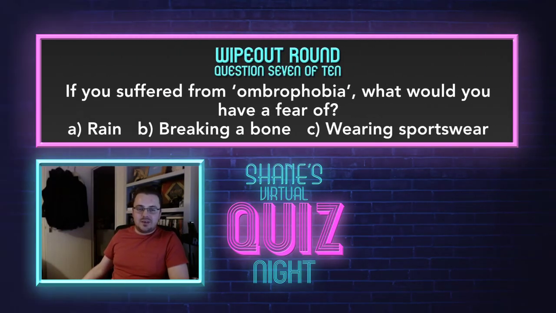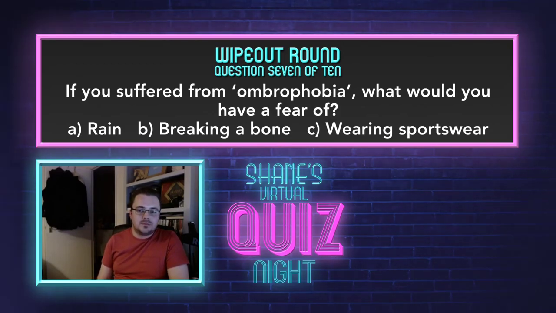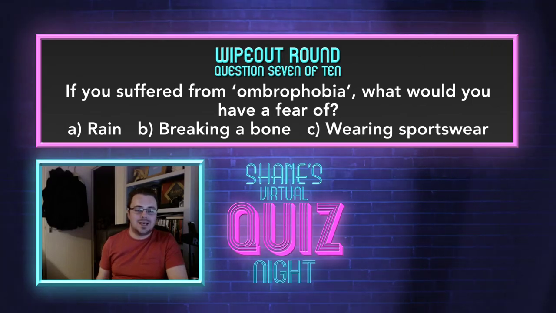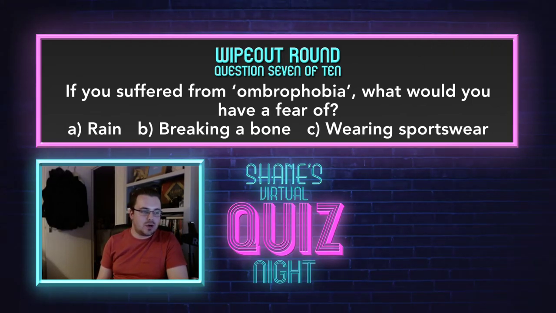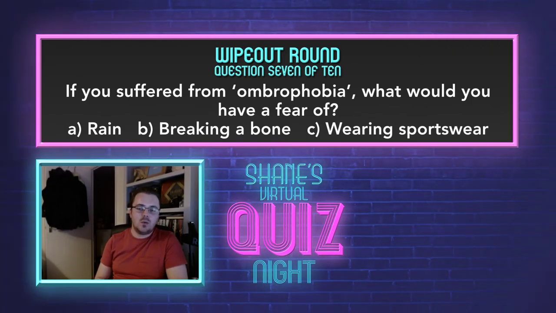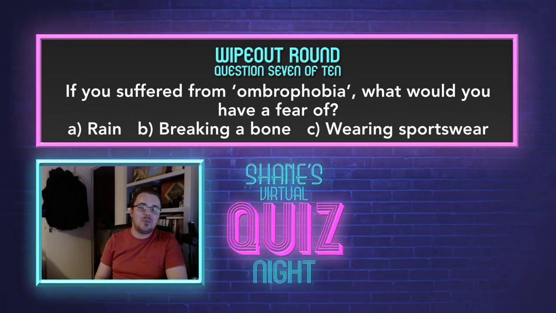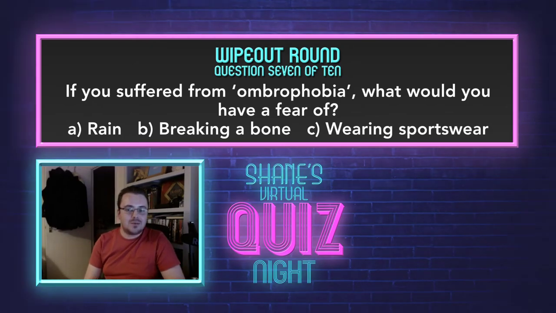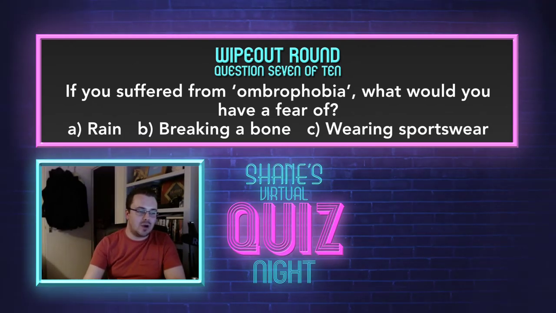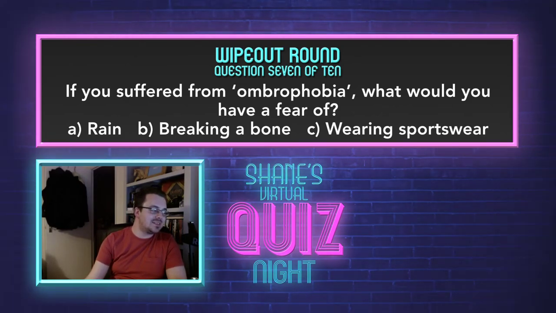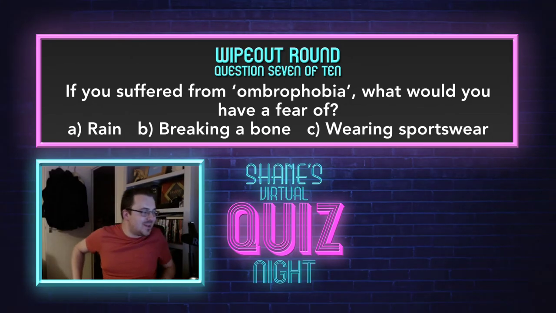Question number 7. If you suffered from ombrophobia, what would you have a fear of? Is it A, rain, B, breaking a bone, or C, wearing sportswear? Yes, Liz, wipeout rules are in effect.